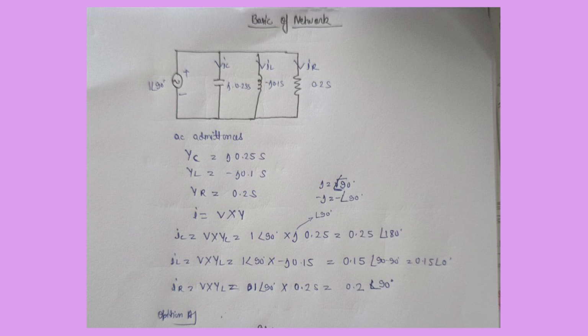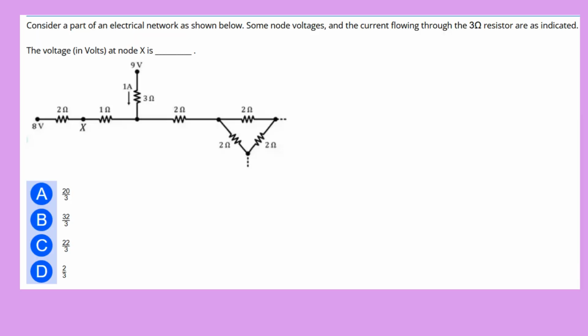So IC equals V into YC. Here the angle is 90 degrees, where j means 90 degrees. The voltage is the same across IC, IL, and IR since they are in parallel, and we can find IC, IL, and IR. So that is the correct option.